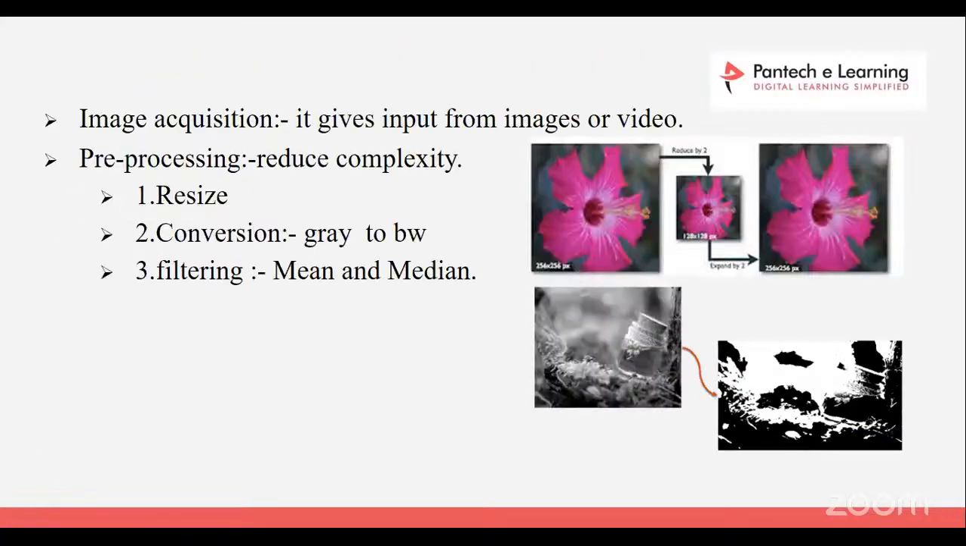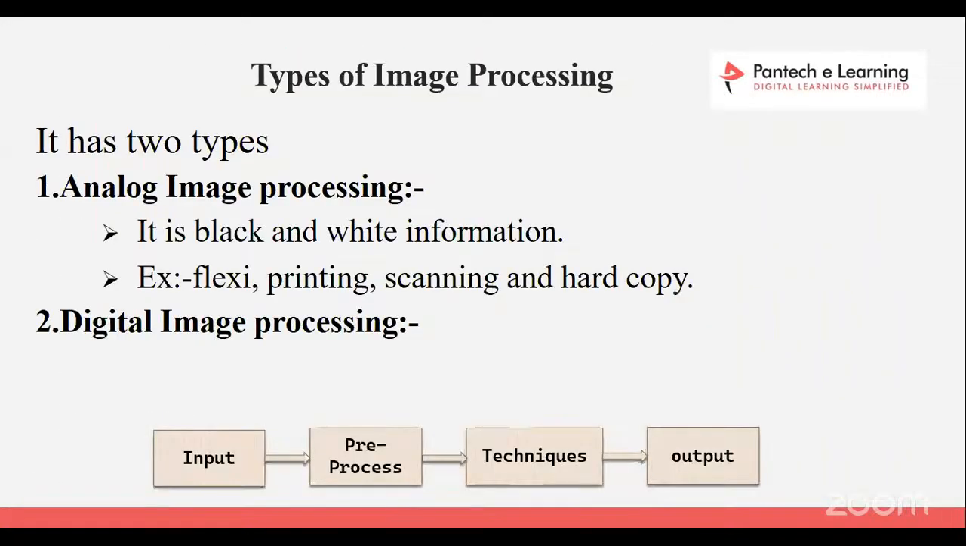Next, image acquisition means I need to give the input image or video. I need to give the input, correct? Now I need to give some image or video. This is image acquisition. In digital image processing, we have input, and I give it in image acquisition. Next, pre-processing method. What is the meaning of pre-processing? Pre-processing is nothing but they will improve the quality of my input image or video. That is the use of the pre-processing method.